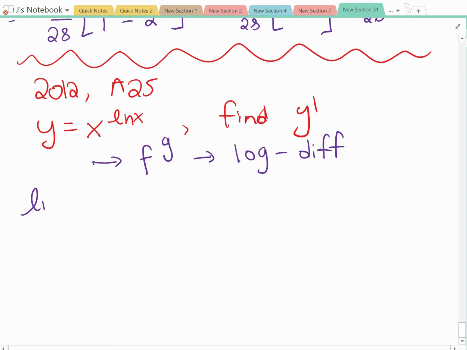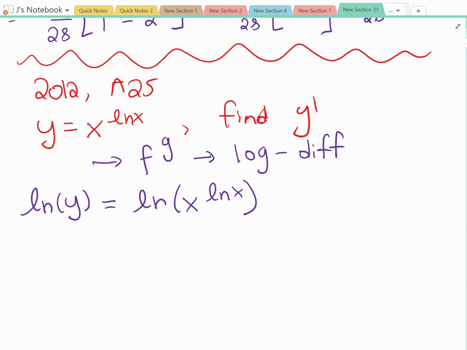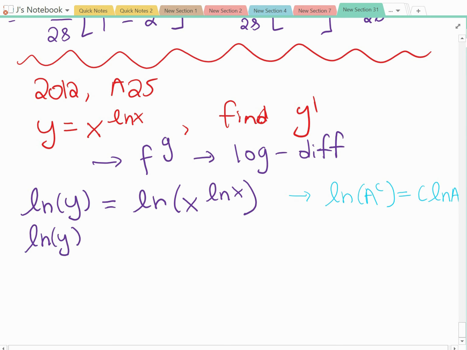So logarithmic differentiation starts by taking the natural log of both sides, natural log of the left side, natural log of the right side, and then requires the use of a property of logs. Ln of a to the power of c is equal to c times ln of a. The power comes down. So for this relation, ln y is equal to, the power comes down, ln of x times ln of x.